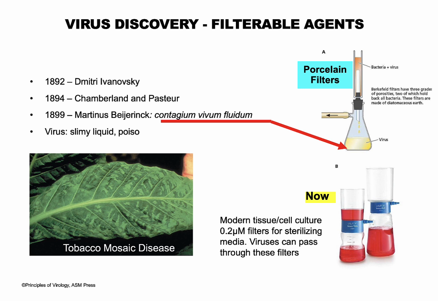Ivanovsky extracted material from TMD-infected tobacco plants to investigate the disease cause, initially suspecting a bacterial origin. However, he was surprised to find that the extract still contained the causative agent after passing through the filter. This led him to hypothesize that the cause of TMD could be an extremely small bacterium or bacterial spore. Other scientists, including Martinus Beijerinck, further explored the cause of TMD, with Beijerinck concluding in 1899 that the agent was not a bacterium, but instead a chemical, potentially a toxin.